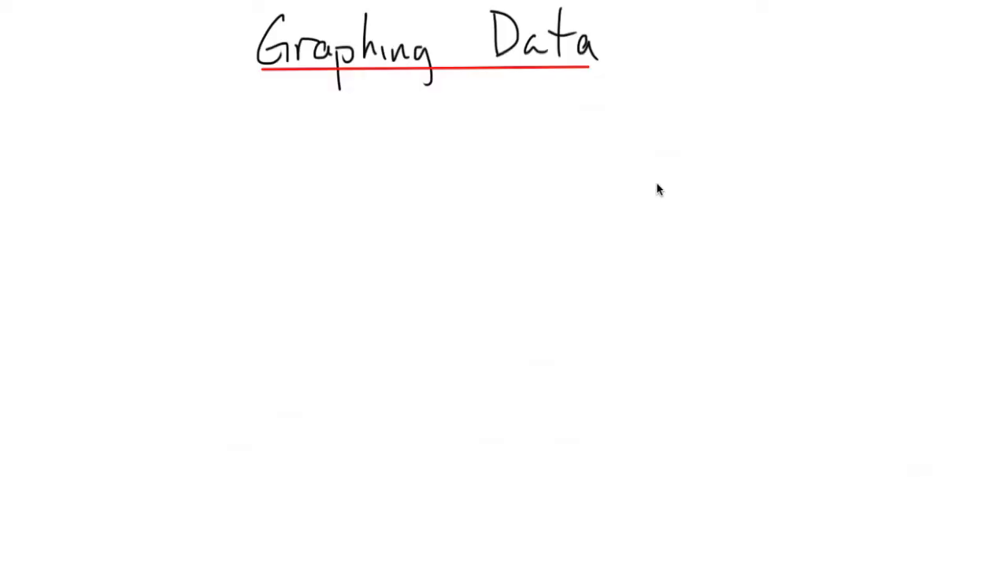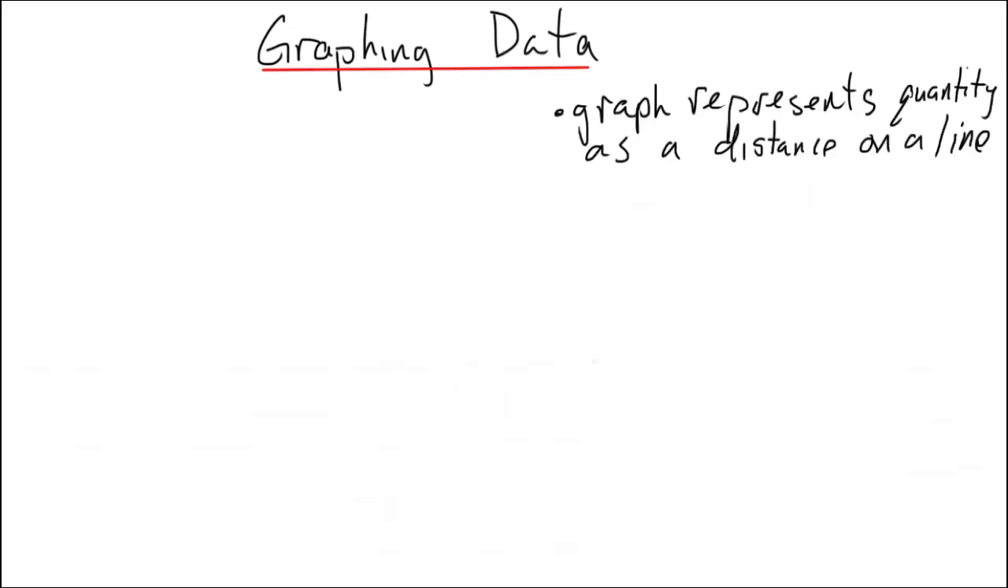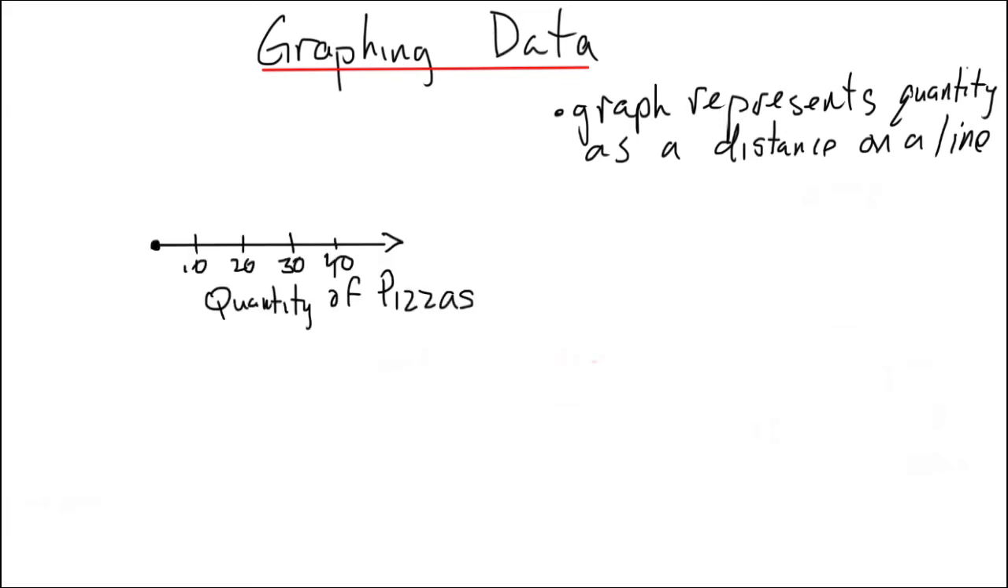Graphing data. This is a series of lectures that will provide you with the prerequisite knowledge for micro and macroeconomics. A graph represents quantity as a distance on a line. Here we see the line numbered 10, 20, 30, and 40. Each number represents the quantity of pizzas.